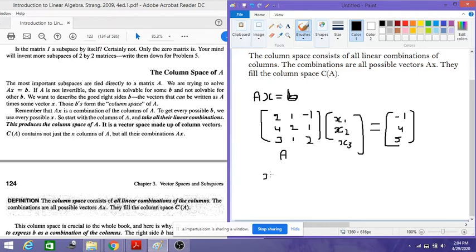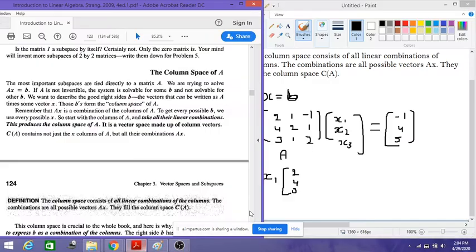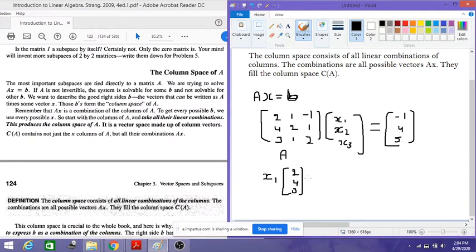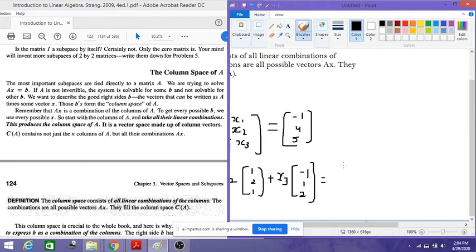This can also be written in the form of column vectors. It can be written as x1 times the first column of this matrix, that is 2, 4, 3, plus x2 times the second column, 1, 2 and 1, and plus x3 times the third column, minus 1, 1, 2. This should be equal to our right hand side of the equation, that is minus 1, 4 and 5.